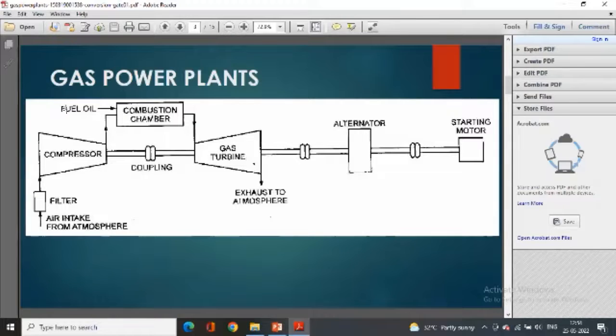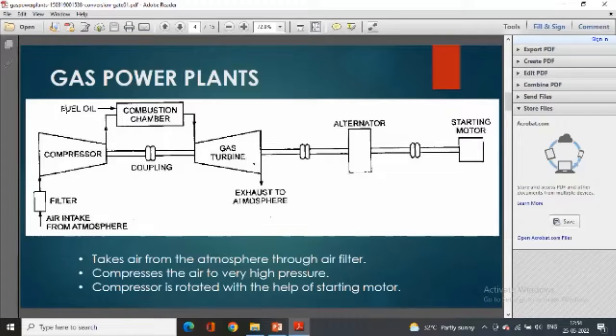The gas turbine and alternator are coupled together, and the starting motor is also coupled to the gas turbine, because the gas turbine is not self-starting. That's why we require a starting motor.